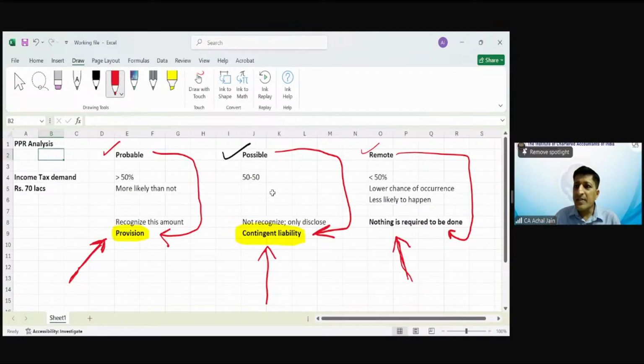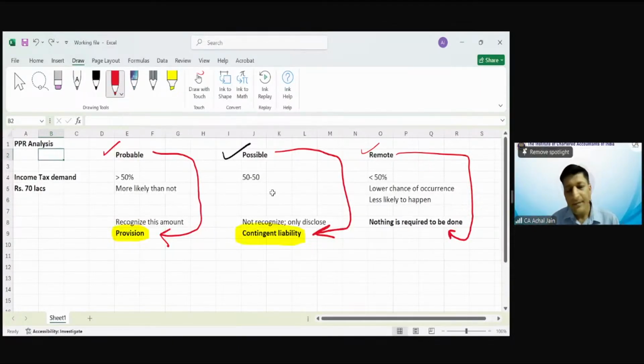Then I think I see one more query coming from Anil. Yes, Anil, please go ahead.